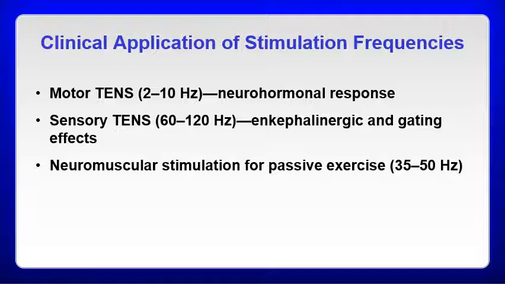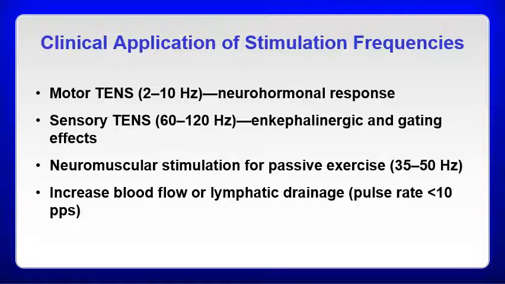Neuromuscular stimulation for passive exercise would be for getting that tetanic contraction of the muscle, between 35 and 50 pulses per second. That would be for the strengthening. And then if you want to increase blood flow or lymphatic drainage, you would lower the pulse rate to 10 pulses per second or less, and get more of a twitch contraction. So these are some of the basic settings. And even if you're not using basic biphasic TENS, which is one of your waveforms, you can still utilize your other waveforms with these frequencies to get the same effect.